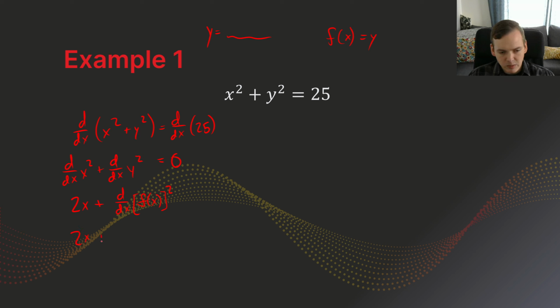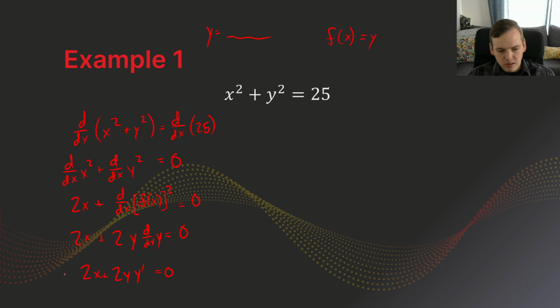So we'll have 2x plus 2 f of x, which again was just y, and then d by dx of y. And that equals 0, just like the whole right side had been 0. So what we're ultimately left with is 2x plus 2y, y prime. And that's again because, remember, y is a function of x, so we're just doing the chain rule. Bring the 2 down, leave the inner function or the y untouched, then multiply by the y prime.